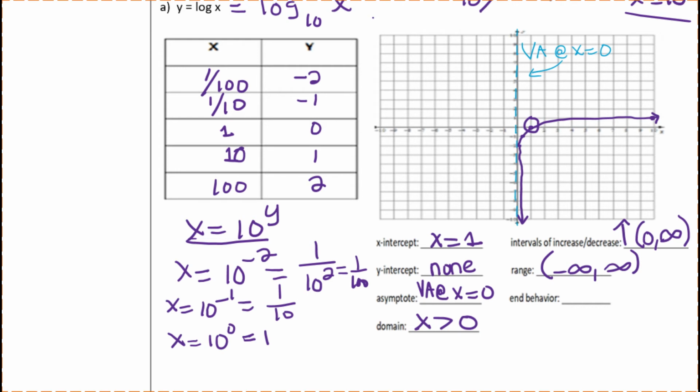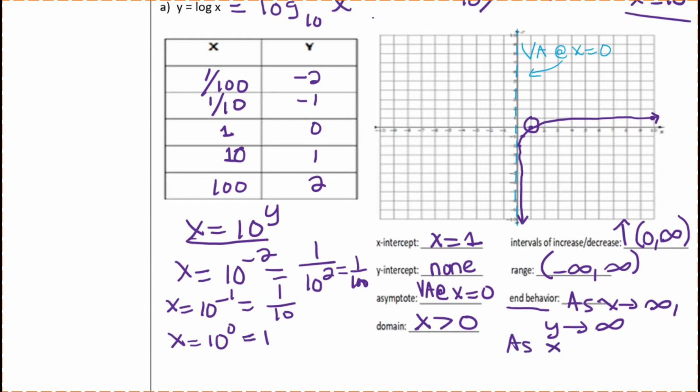All right. And then the end behavior is, as x goes to the right, what does the graph do? As x goes to the right, well then y is increasing. Although it's increasing slowly, it's still increasing, and it's increasing to infinity. Y approaches infinity. So this will continue to increase.